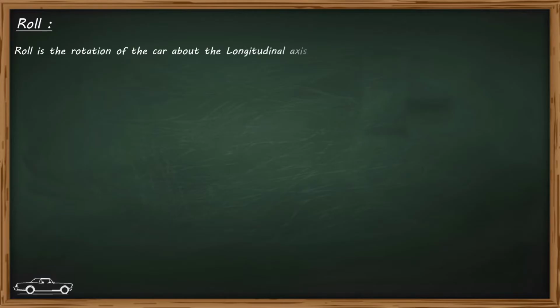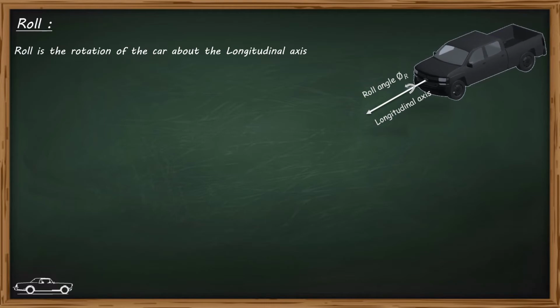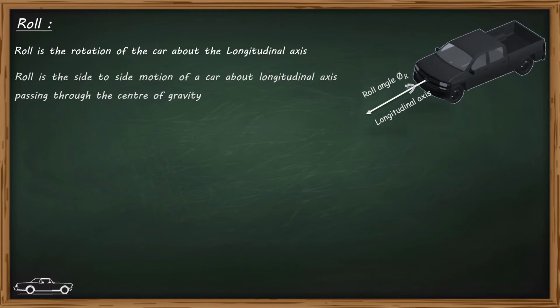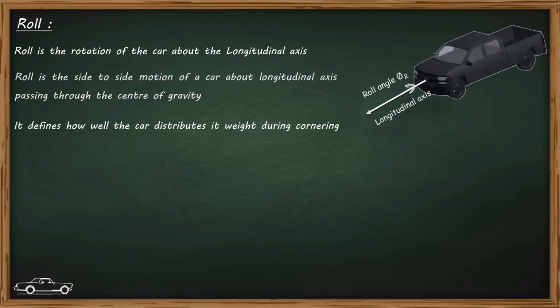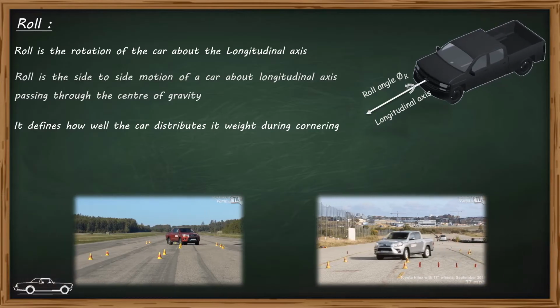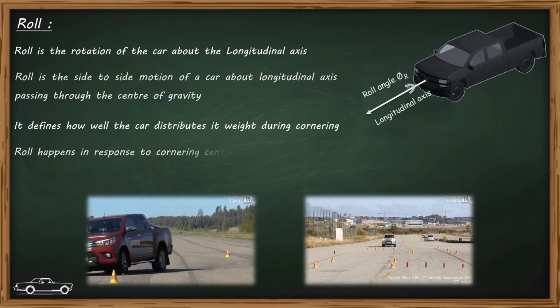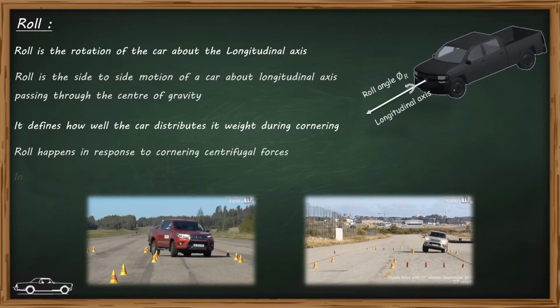Roll is the rotation of the car about the longitudinal axis. It is also referred to as the side-to-side motion of a car about the longitudinal axis, passing through the CG of the vehicle. It also defines how well a car can distribute its weight while turning. Roll is experienced in response to the cornering centrifugal forces. So, whenever there is a sharp turning maneuver, roll comes into act, but if it is excessive, then literally the car swings into a drift.